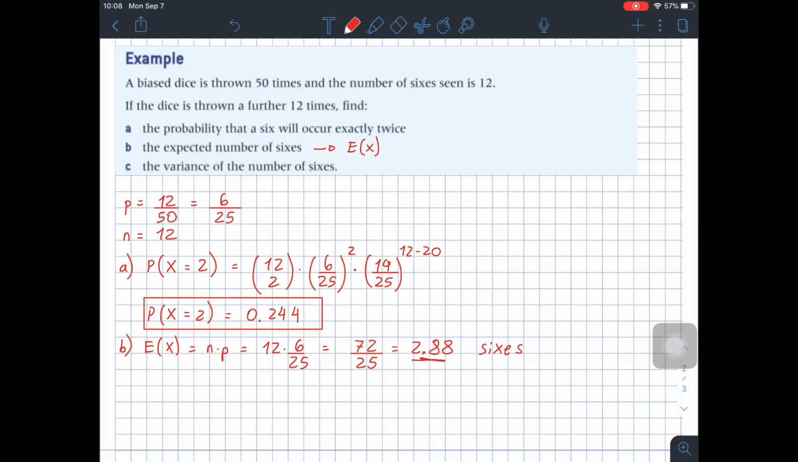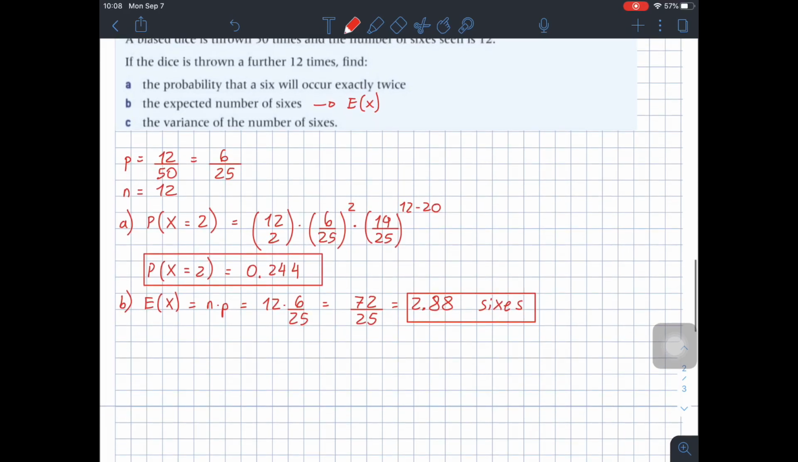Obviously, this number does not need to be an integer, but we cannot actually get 2.88 6s. So we would expect getting maybe 3 or 2 6s, right? Most likely 3 because we're closer to 3. But that's the expected number. And then the variance, it says the variance of the number of 6s.